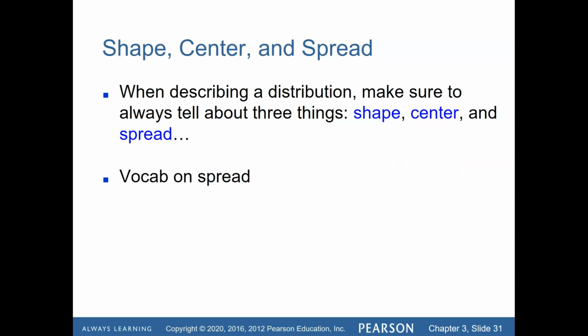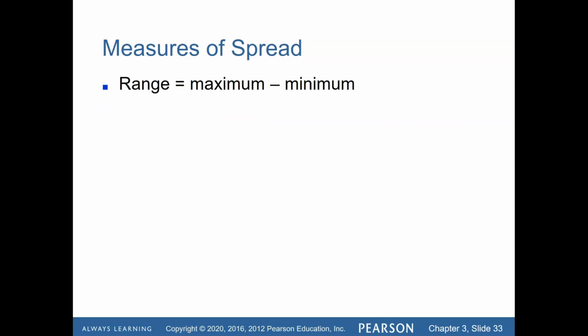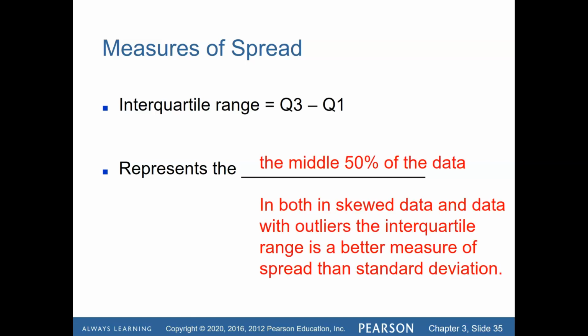All right, last thing I want to talk about in this video is measures of spread. We studied 3 of them: range, interquartile range, and standard deviation. The range is defined to be the maximum minus the minimum. The interquartile range is defined to be Q3 minus Q1, and it represents the middle 50% of the data.